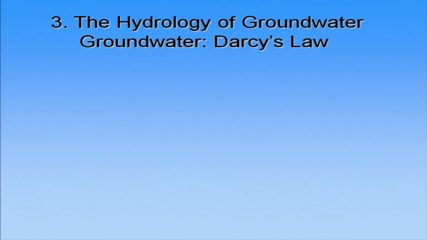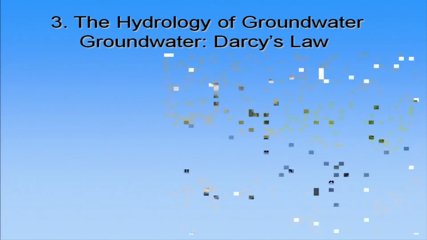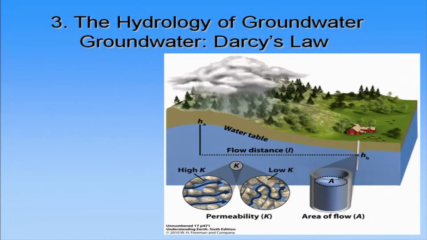Then groundwater and Darcy's law, what is the relation between this? We will quickly look at it. What we have here is the water table in the upper reaches and the lower reaches. So the height difference between these two, the distance of flow between the two wells, the amount of permeability that you will measure, and then the area of flow. If you have this information, you can calculate the discharge.